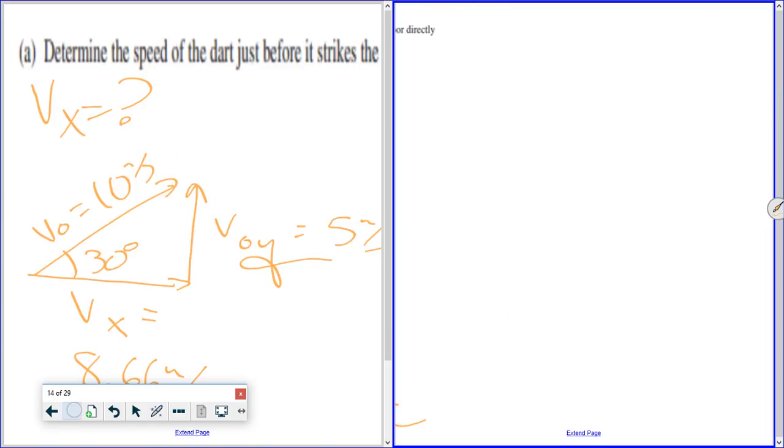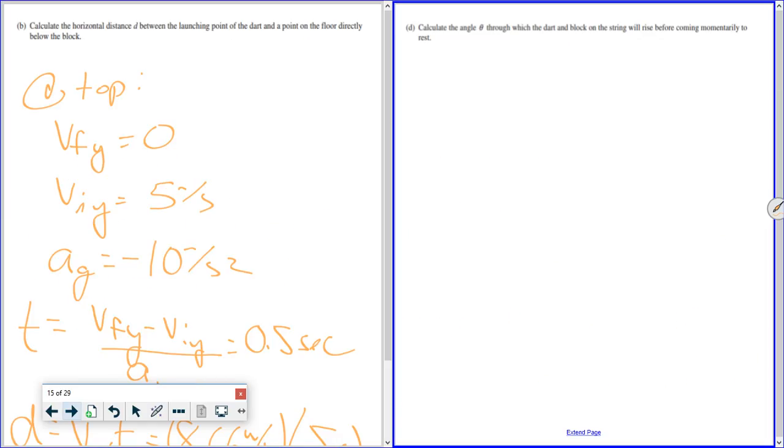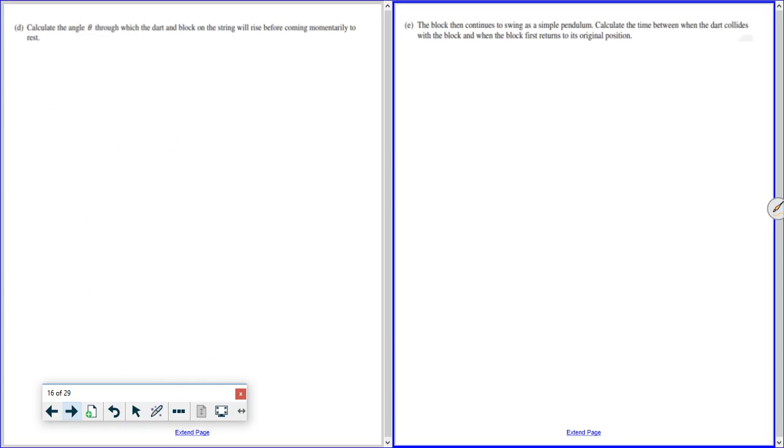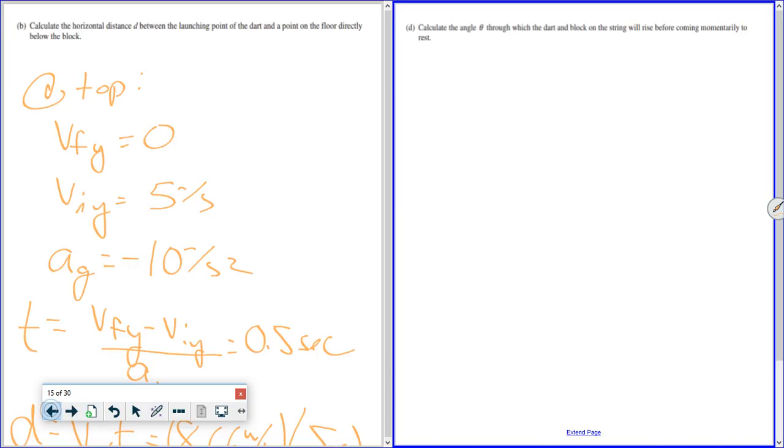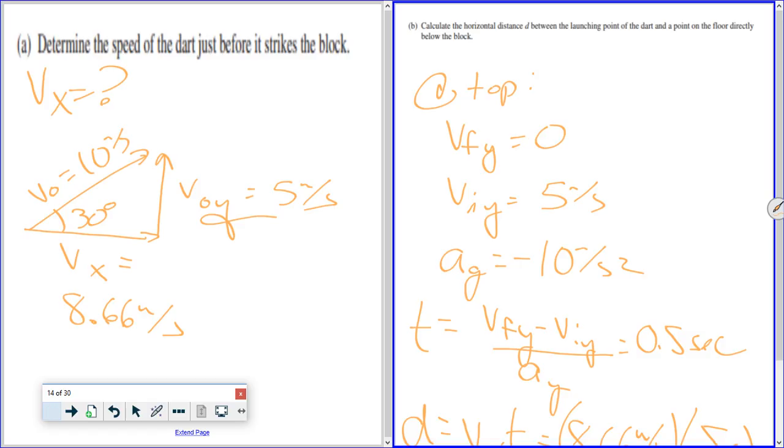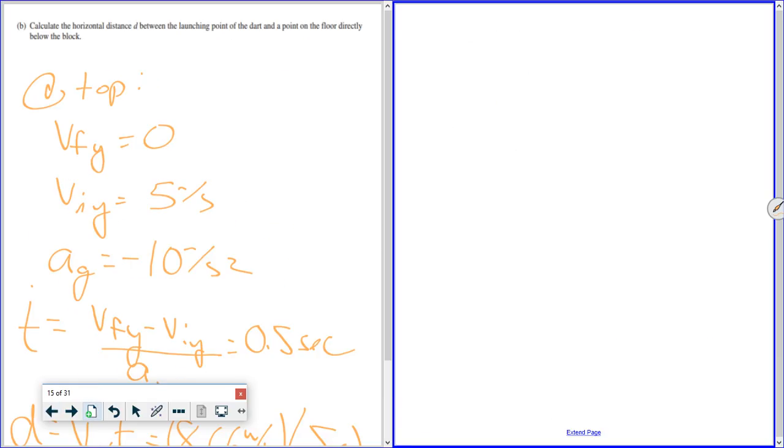All right, moving on. Part D. Oh, wait a minute. Oh, I skipped part C. Or is it just out of order? No, I skipped it. Darn it. Okay, part C says to calculate the speed of the block just after the dart. Yeah, right. So part C wants to know the speed of the block right after the dart hits it, right?